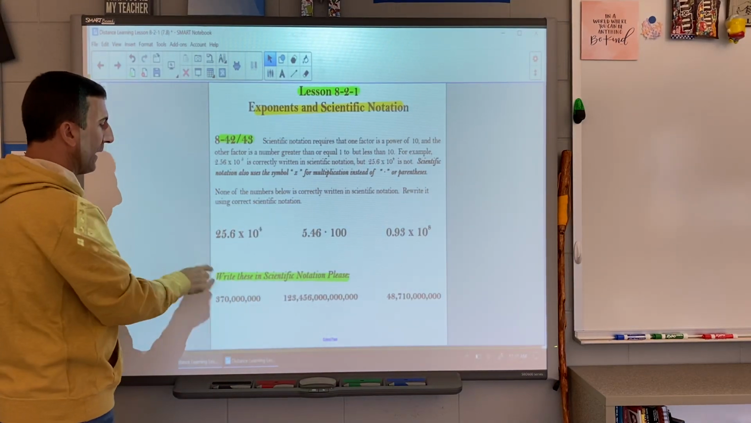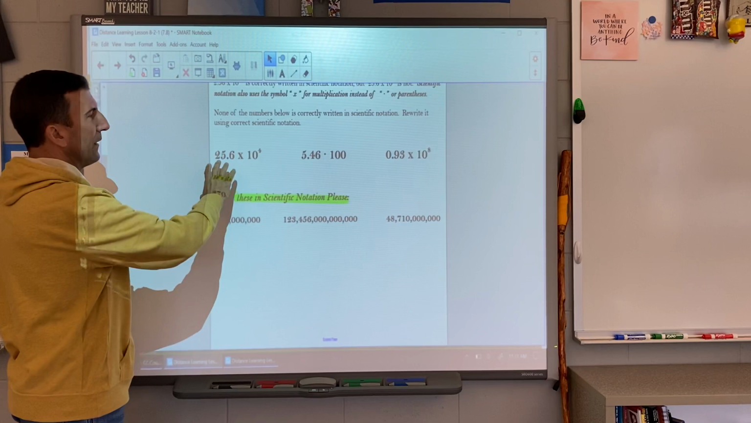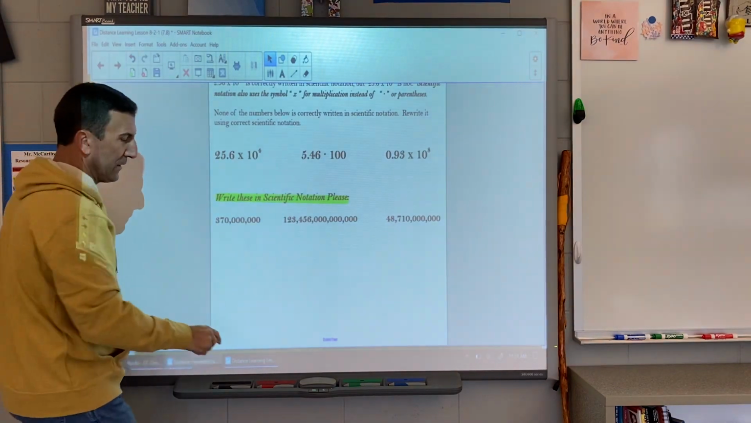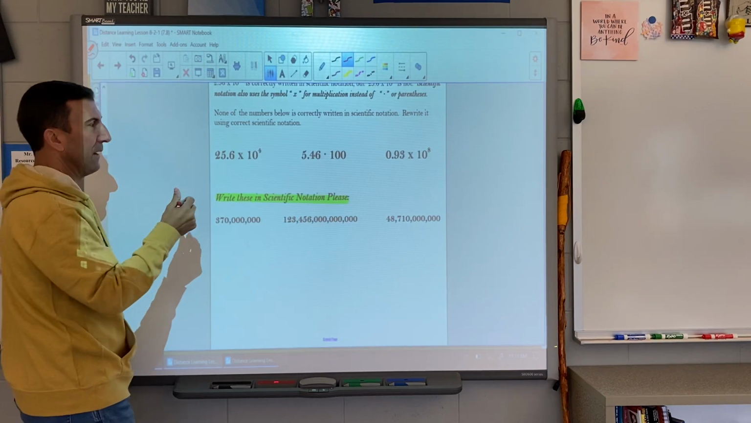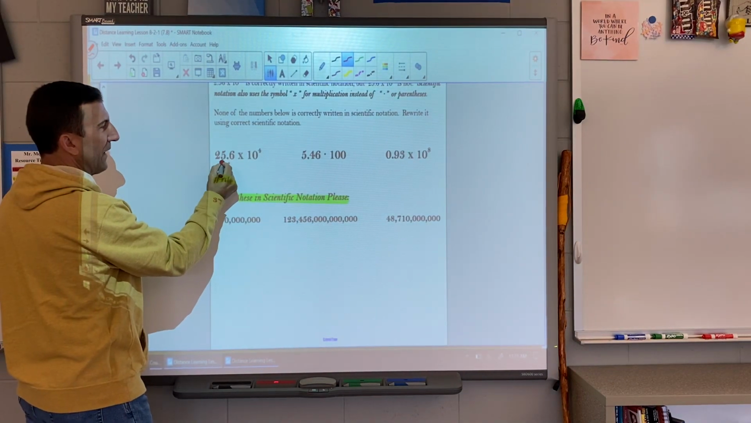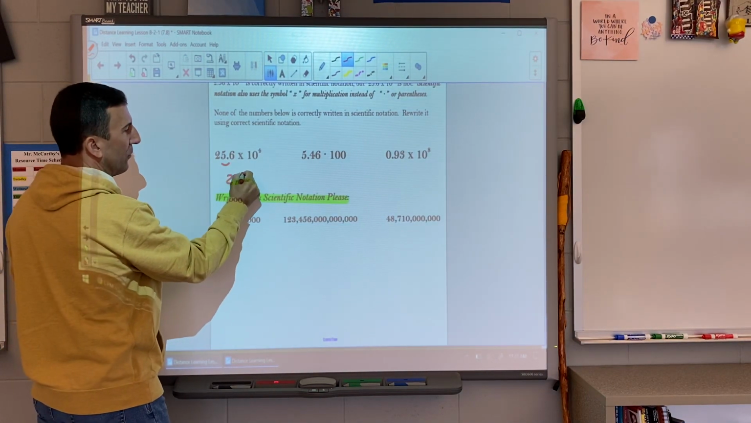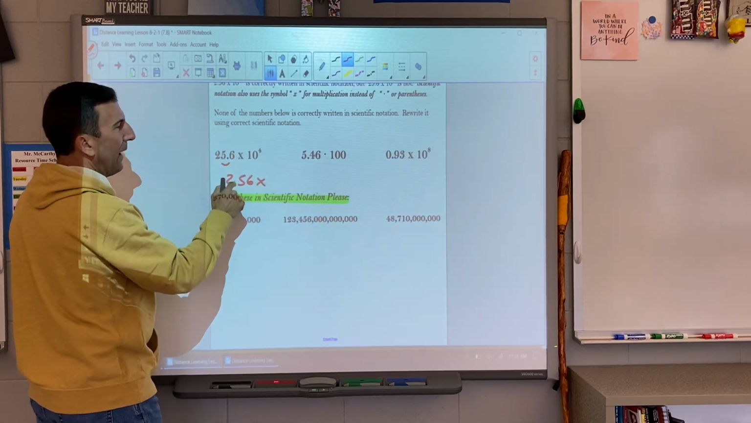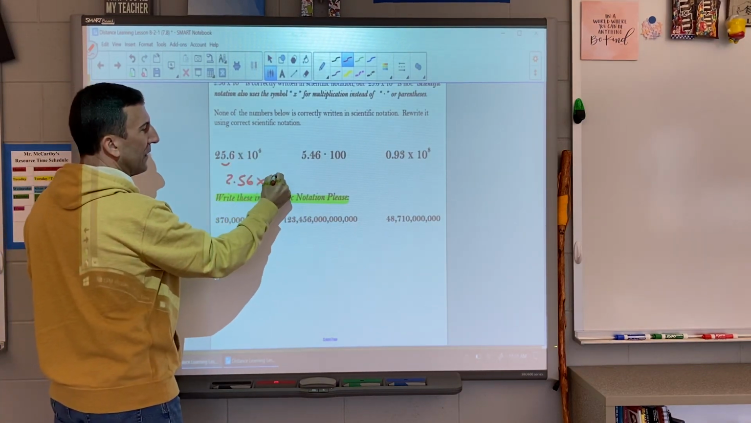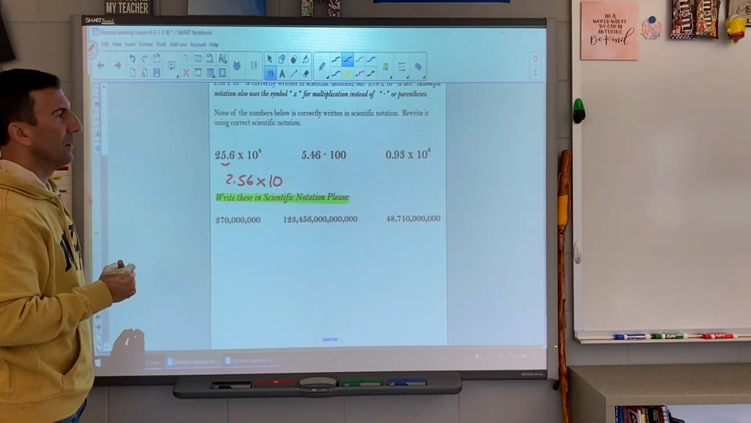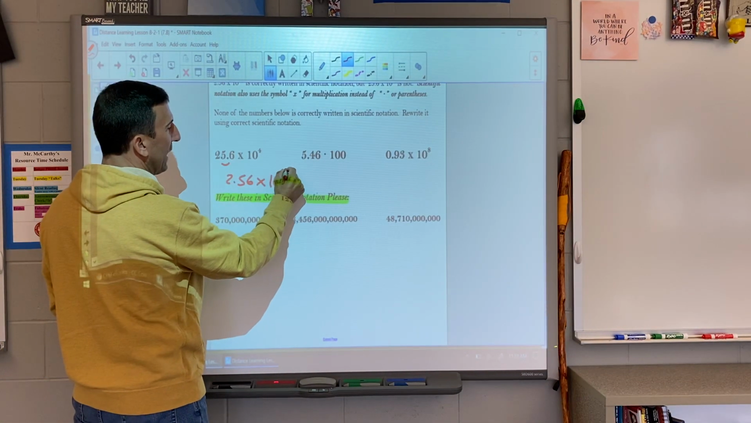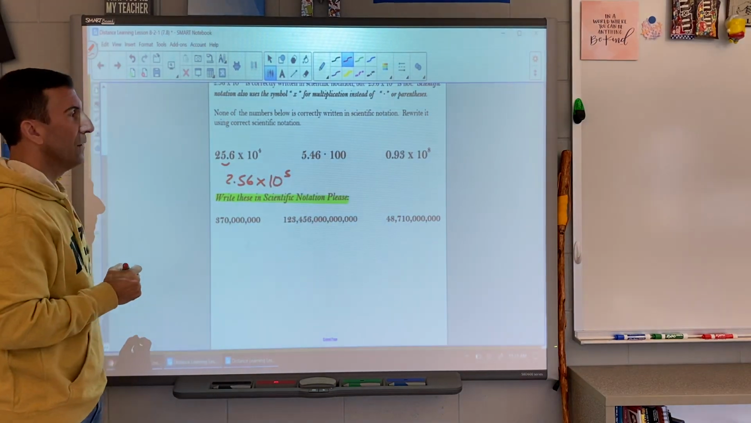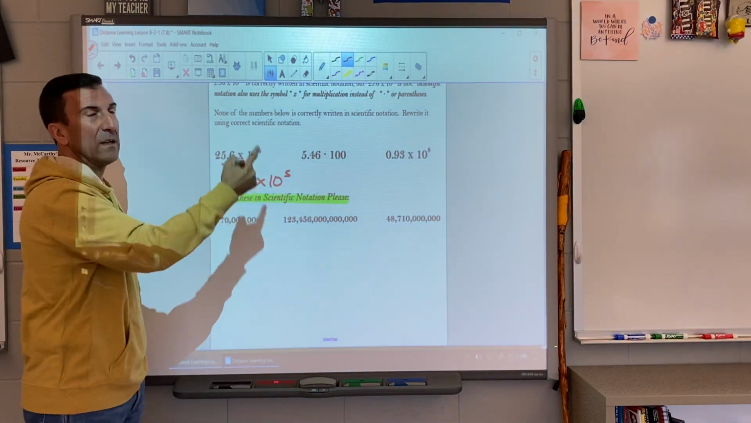So our job here, and we'll bring that up, is to put these in scientific notation form. So we've got to turn this to a number between 1 and 10. Well, let's move the decimal over once. So we have 2.56. But the problem is then that changes my exponent. Okay, now the question you guys had to figure out is, does this change to a 5? Or does it change to a 3?